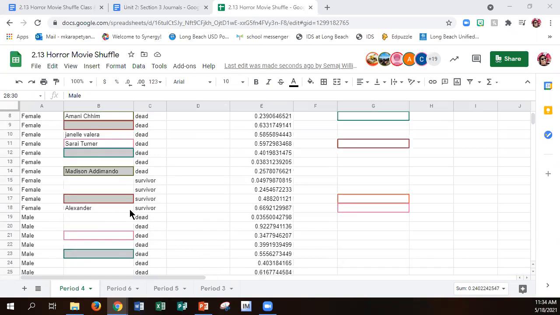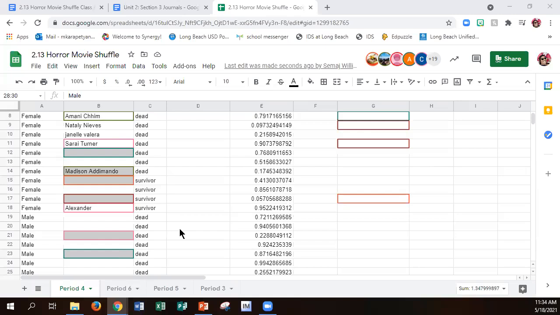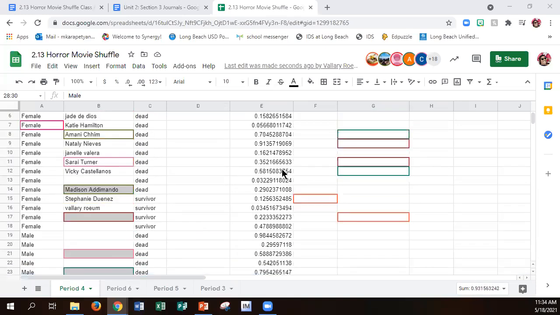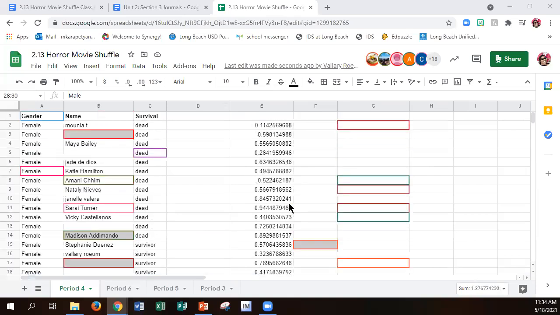Alexander, you cannot be female, my dear. You are male. I'm sorry, I shouldn't have said that. You identified as male when you took the survey, so I need you to be a male. Do you guys see the random number generator changing as people are writing things in? Yeah. So that's going to help us randomize the order, y'all.